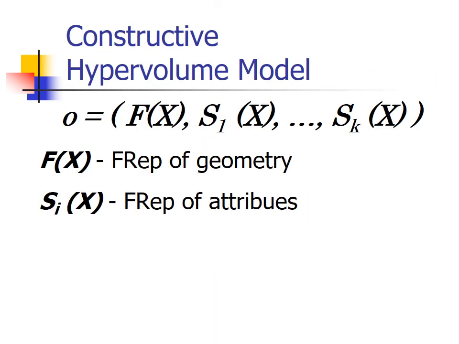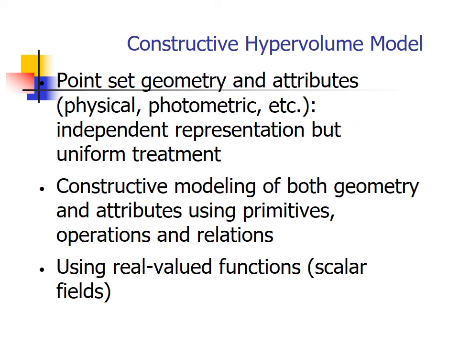For description of the heterogeneous objects, let's introduce the constructive hypervolume model. It consists of the geometry described by FRep and attributes described by FRep too. The constructive hypervolume model has independent representation, but uniform treatment both for point set geometry and for attributes. Geometry and attributes are constructed using primitives, operations, and relations, and real-valued functions or scalar fields are used for it.